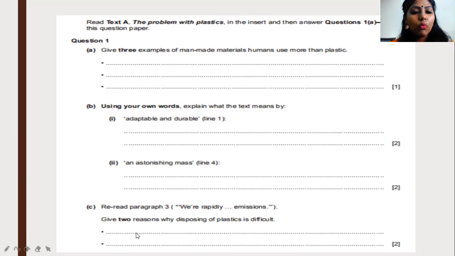Now let's quickly move on to the next sub question, which is reread paragraph 3. Your focus is only on paragraph 3 and give 2 reasons, like what I have mentioned previously. When you see the word give, it means you are required to take the ideas directly from the text instead of making your own inference. So when you see the keyword give in the question, you need to straight away look for the answer in the text.